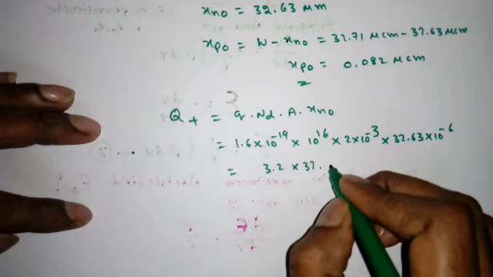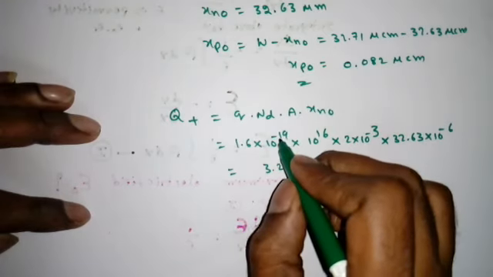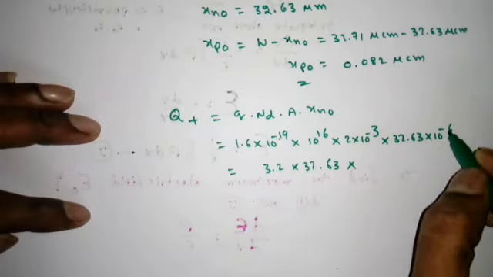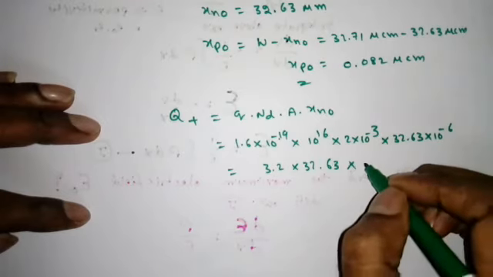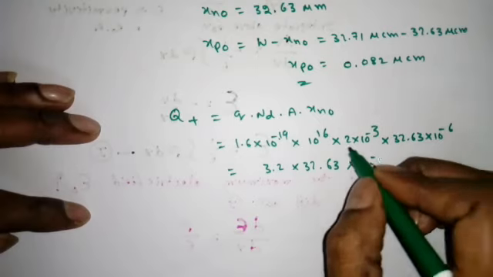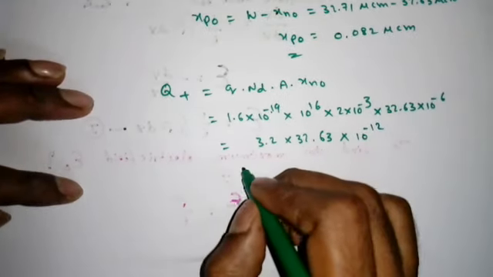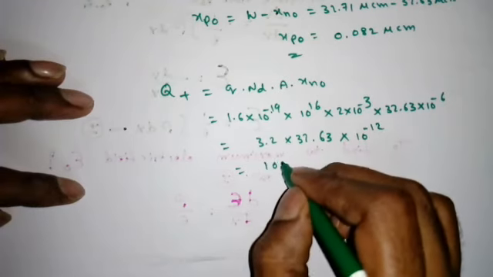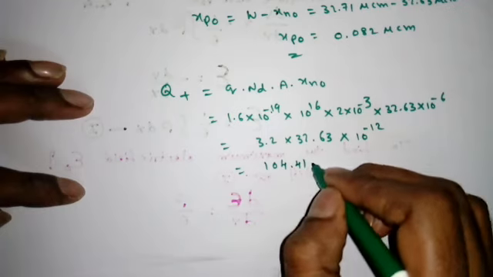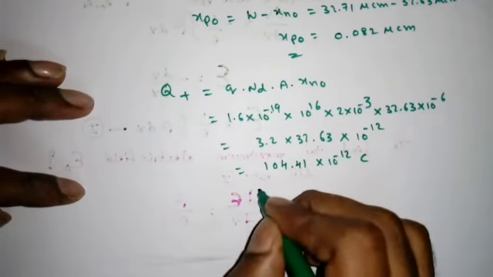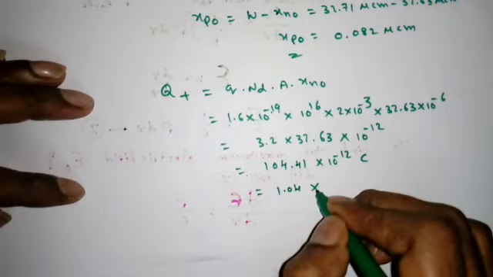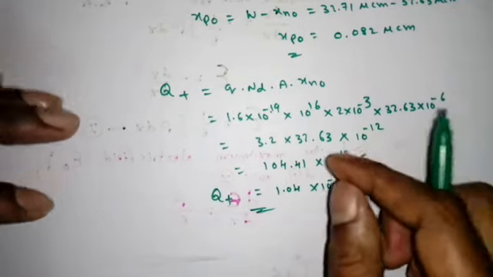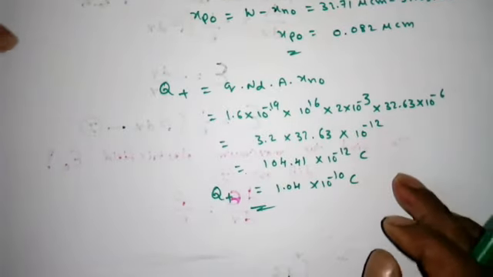So this will be 3.2 into 32.63 into, see, minus 19 minus 3 minus 22 minus 6 minus 28 plus 16. So what will we get? 10 to the power minus 12, right? So that 3.2 into 32.6, this will be 104.41 into 10 to the power minus 12 coulombs, or 1.04 into 10 to the power minus 10 coulombs. This is the Q plus, right? So just now using the calculator we can easily multiply these values.